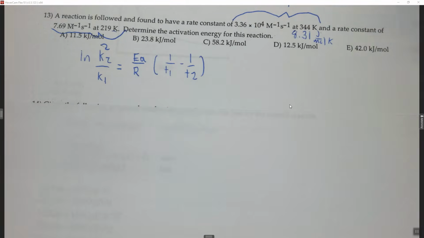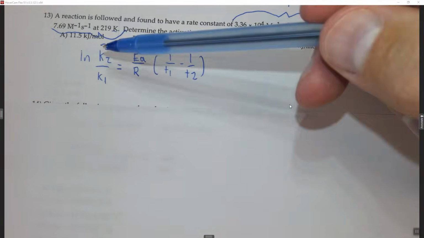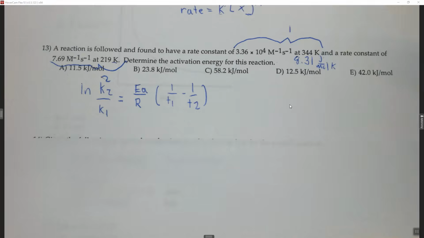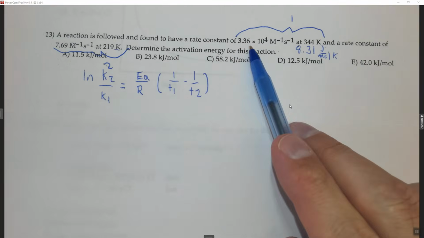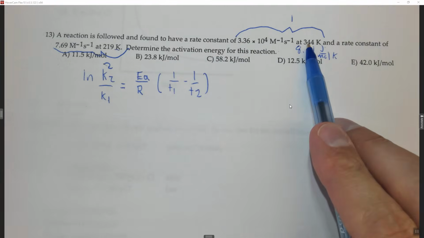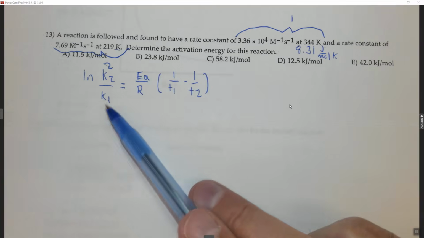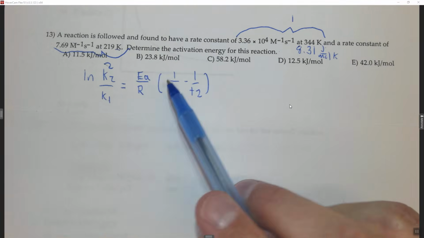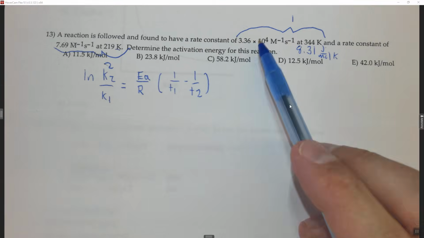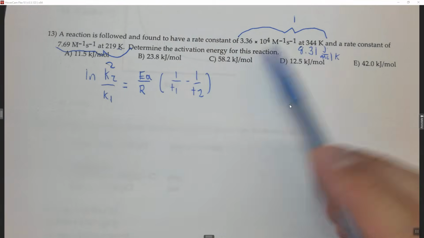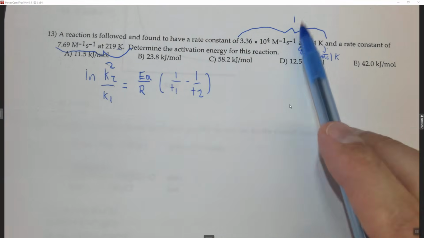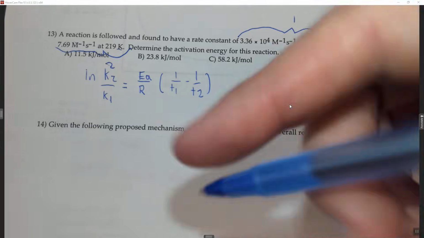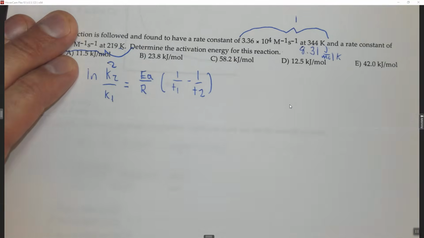It makes no difference which one is 1 or 2. You'll get the exact same answer whether you plug in this one as 2 and this one as 1. But it does matter that this K goes with this temperature. So if I plug this down here, I need to plug this temperature here. If I mess that up, I will get the wrong answer. That's why I like to label them so I know which goes with which. Now I can plug in. I don't have a lot of space.